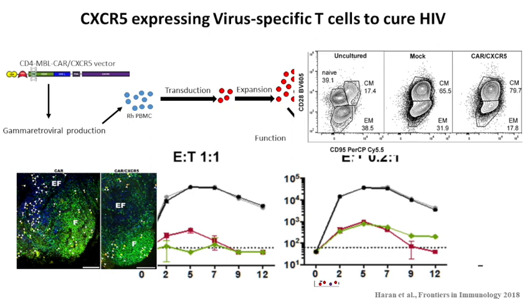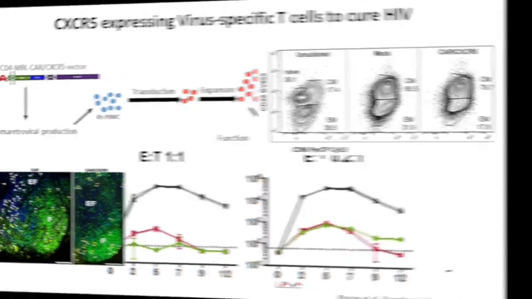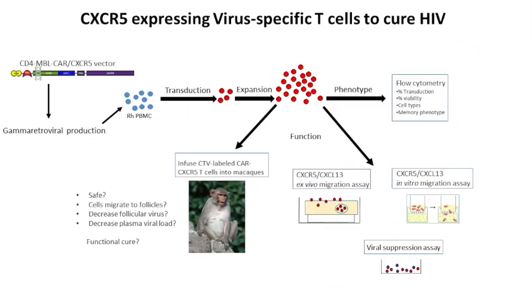Then Ed Berger and his group looked at the functionality of these cells and determined in an in vitro suppression assay that the CAR and CXCR5 transduced cells effectively suppressed viral replication in vitro. So with that, we then went on to start testing these cells as an immunotherapy in the SIV infected rhesus macaque model. And we want to see: is this therapy safe? And do the cells migrate to follicles? Do they induce the suppression of viral replication, reduce viral loads, and importantly, do they lead to a functional cure?